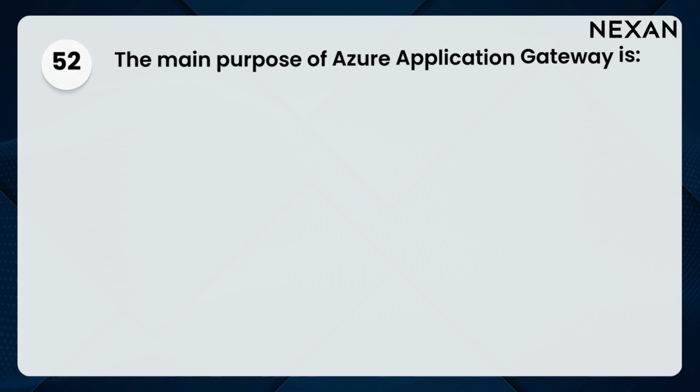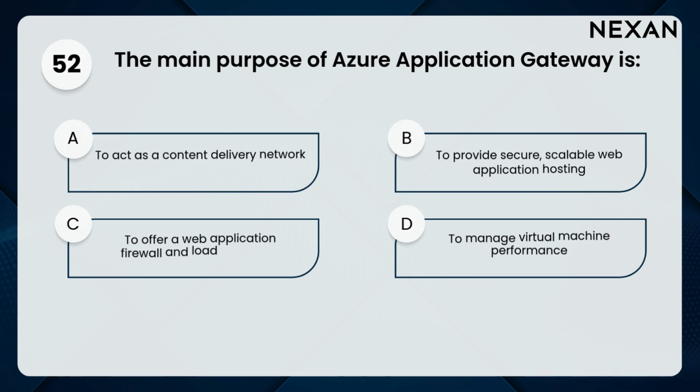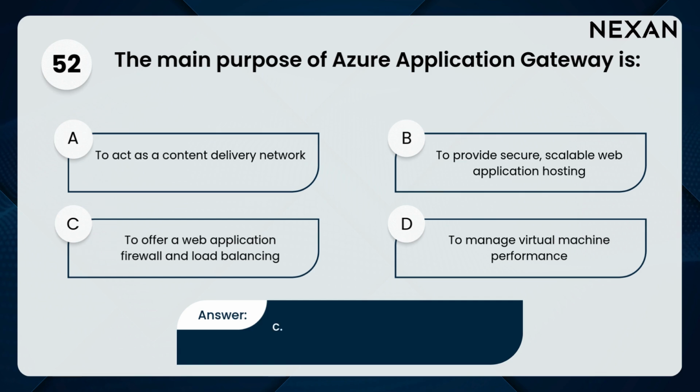52. The main purpose of Azure Application Gateway is A. To act as a content delivery network. B. To provide secure, scalable web application hosting. C. To offer a web application firewall and load balancing. D. To manage virtual machine performance. Answer. C. To offer a web application firewall and load balancing.